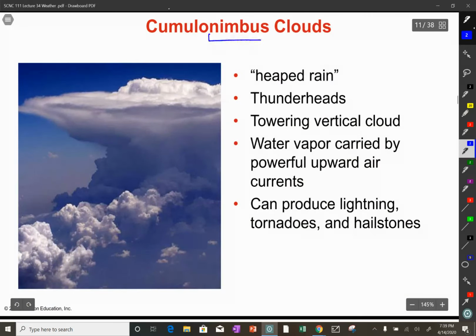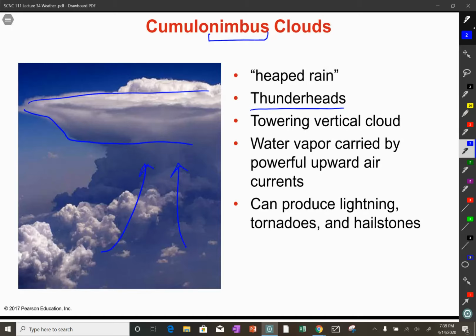Cumulonimbus. What did that nimbus word mean? Rain. So cumulonimbus, these are the things that are called thunderheads. These are the things that bring you the big stinking storms. You have the anvil shape up here on the top. You had a lot of upward motion. Remember, the cumulo ones, all of them have been signs of the upward motion of convection. So they tower vertically. The water vapor goes up quickly, and then it can produce lightning, tornadoes, hailstones.